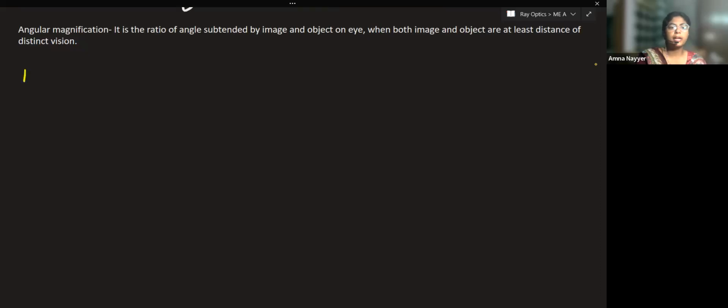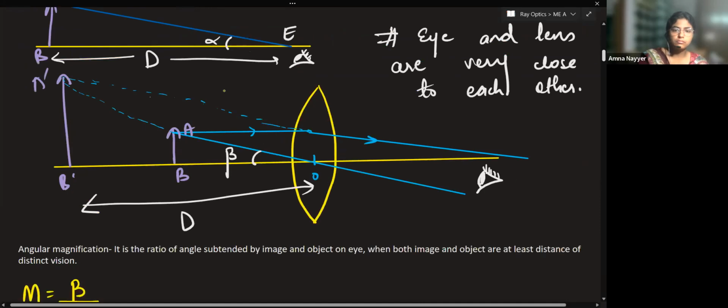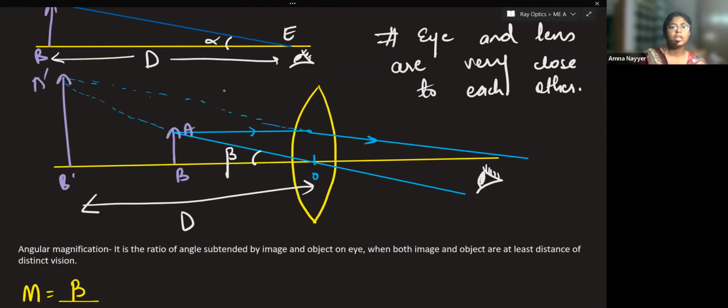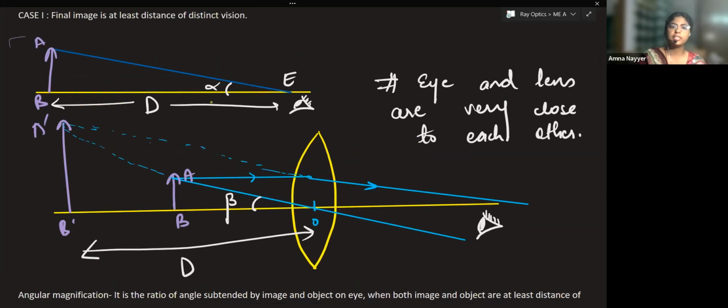Now see, so magnification will be what? It is the ratio of angles subtended by image and object on the eye when both image and object are at the least distance of distinct vision. Both were at a separation of D, capital D, and it's the ratio of angles subtended by image, so beta divided by alpha. Now, if you look at this triangle, look at this triangle for tan alpha. This triangle.